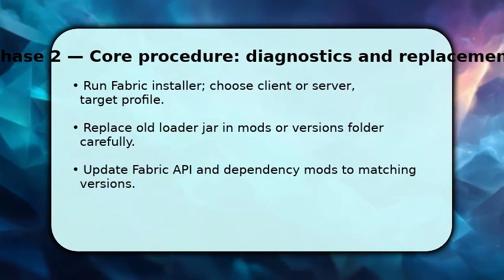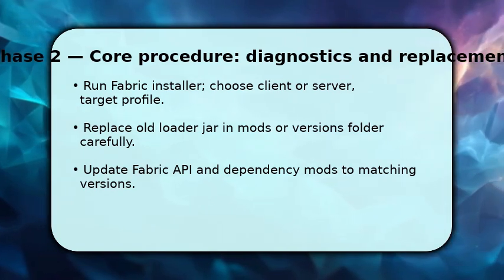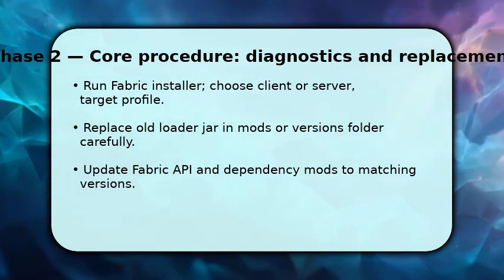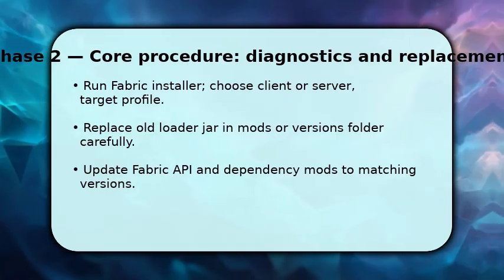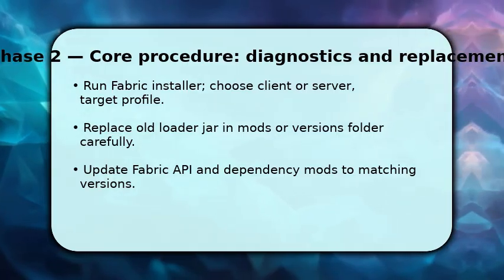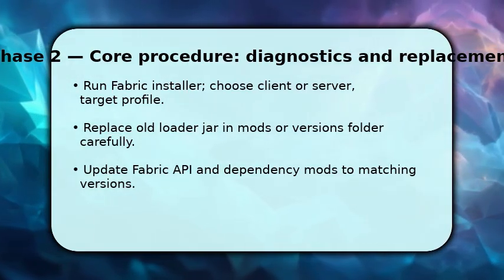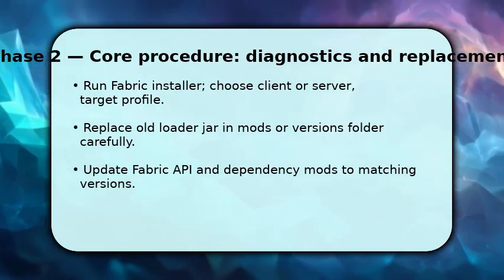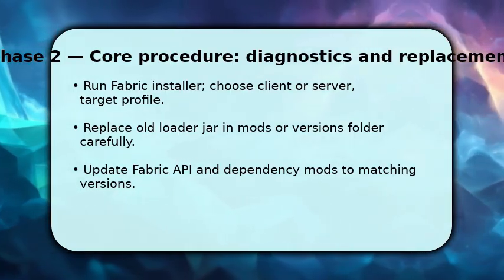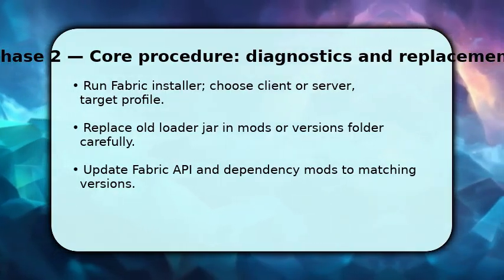You run the Fabric installer, select the correct Minecraft profile and target installation, client or server, and install to the same game directory. Once installed, stop Minecraft, then replace the previous loader jar or version profile files with the new ones. Make sure paths match exactly.